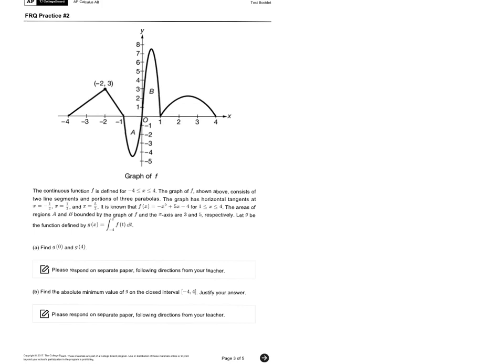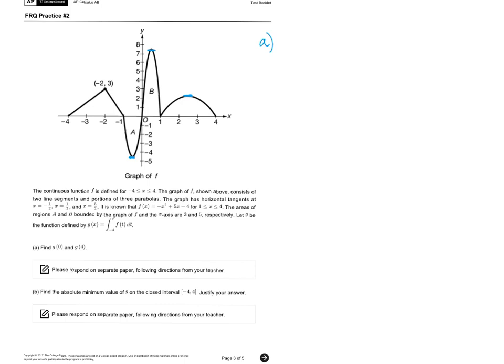All right, here we go with problem 2. We got a continuous function f from -4 to 4. The graph of f is shown above. Okay, portions of 3 parabolas. The graph has horizontal tangents at -1/2. So that's at -1/2, this is at 1/2, and that is 5/2 or 2.5.